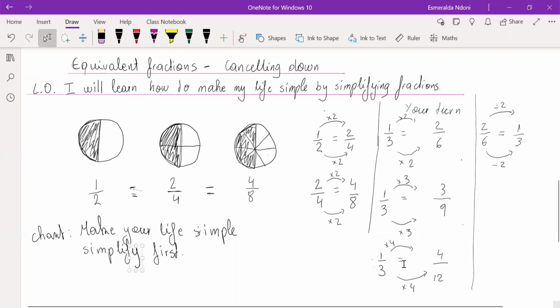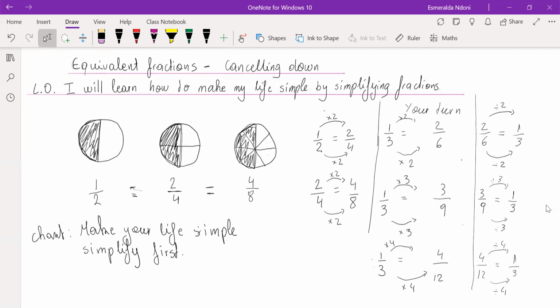So if I go back to the 2 questions that I have here, I have 3 9ths. Cancelling it down would give me a third. I divided them by the same number. I'm just going backwards. And if I have 4 12ths, to go back to a third, I cancel it down by the same number. Now, it's really important that the same number is the highest common factor. I'll explain.